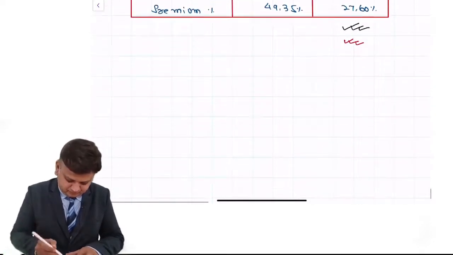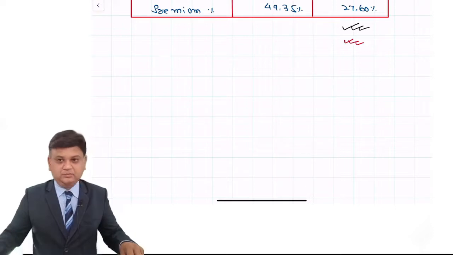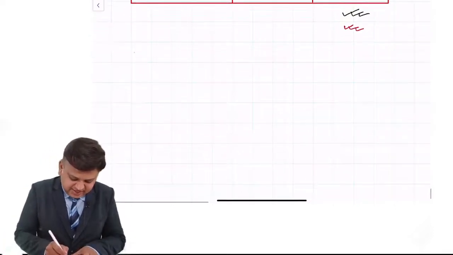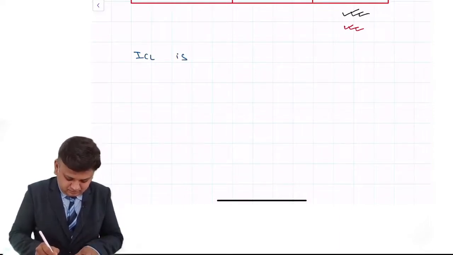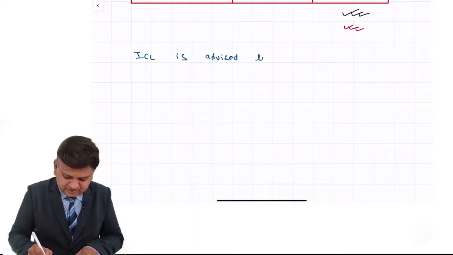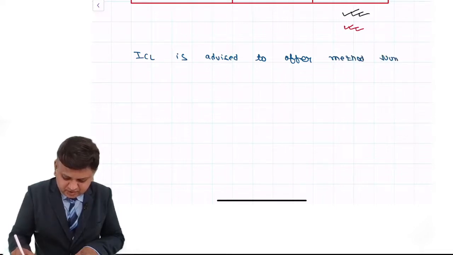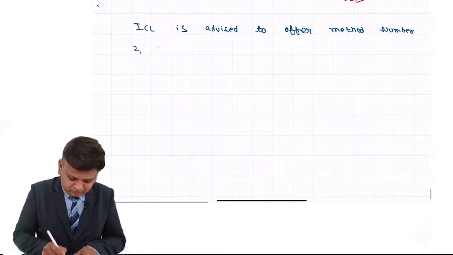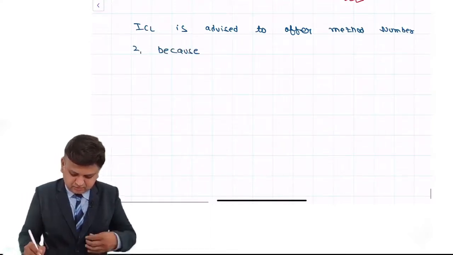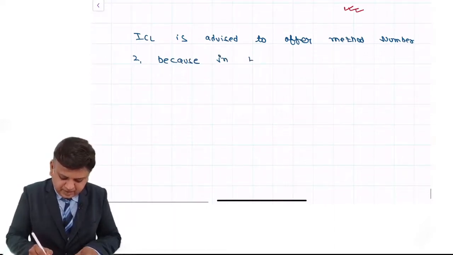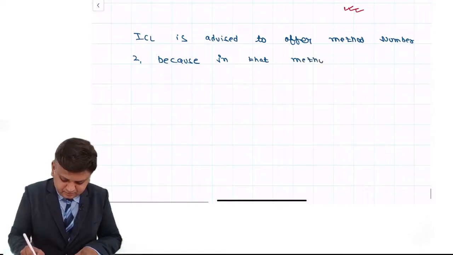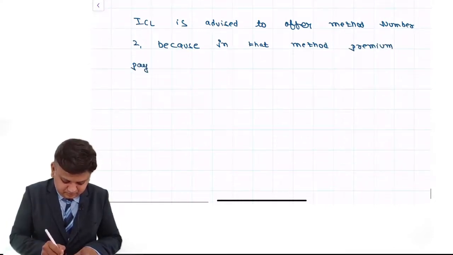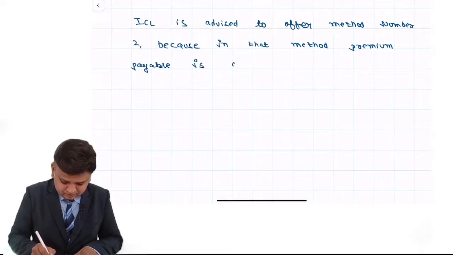Write in the answer: ICL is advised to offer method number 2 because in that method premium payable is comparatively less.